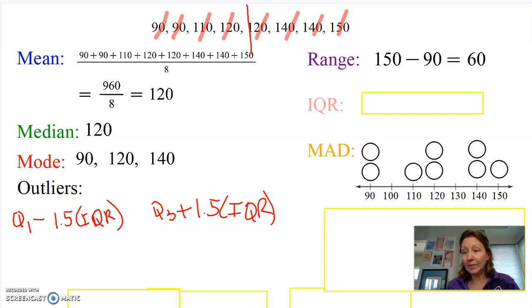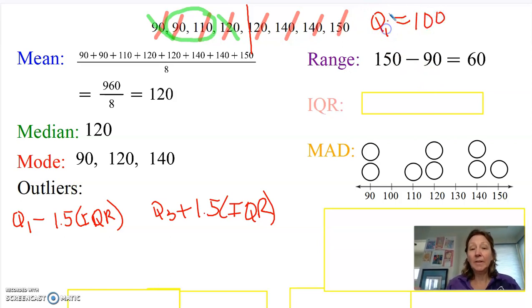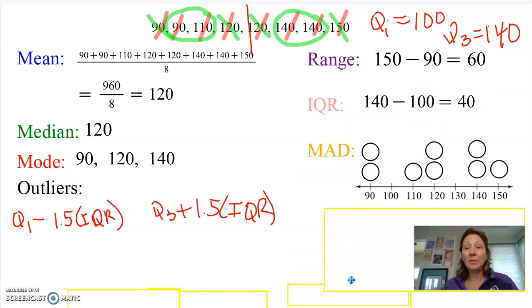So I'm going to use a highlighter in a different color, and I'm going to cross off from the outside and find my way to the middle of the 2 numbers. This is the Q1, right in between 90 and 110. It's 100. So the Q1 equals 100, and then the Q3, I work my way to the middle, which is 140. And so Q3 equals 140.